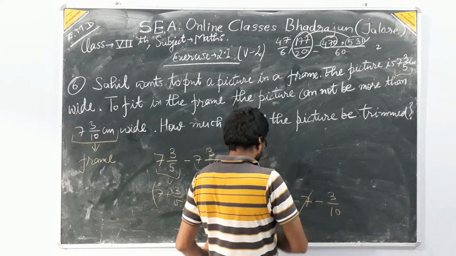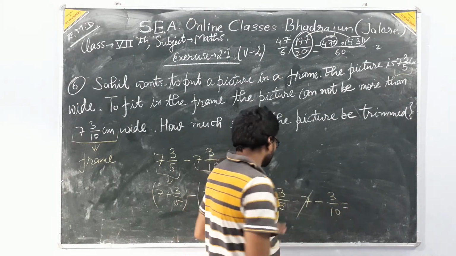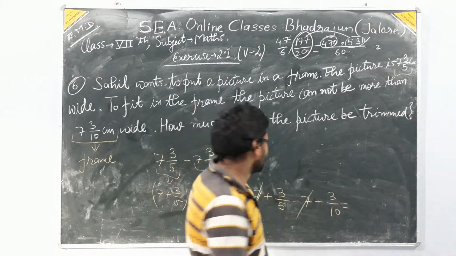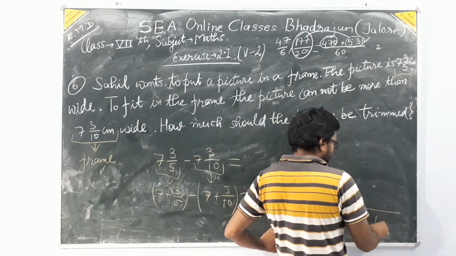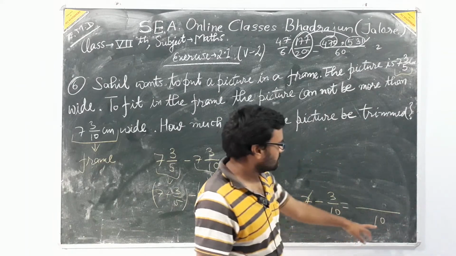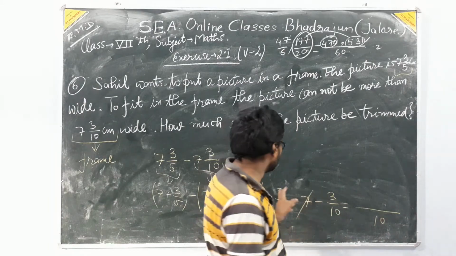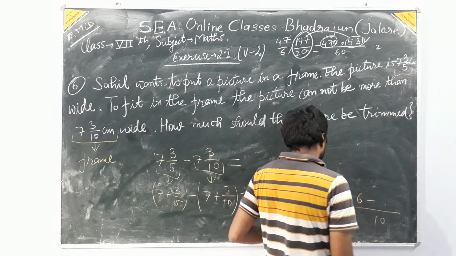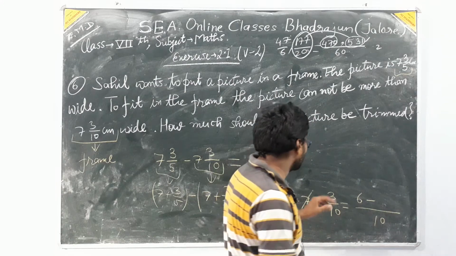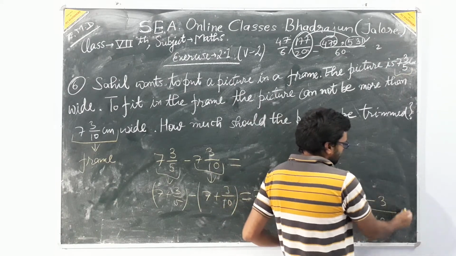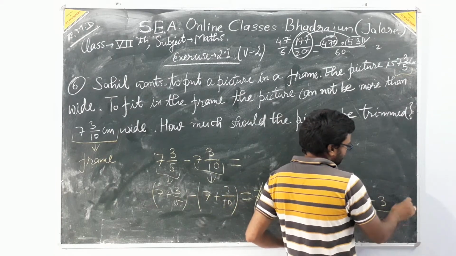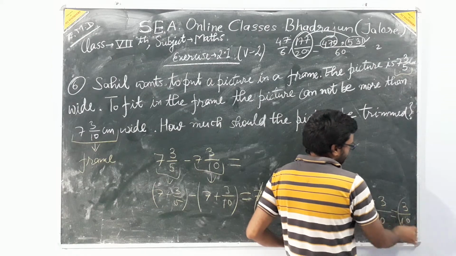Now minus 7 is cancelled by plus 7. What you will get is 3 by 5 minus 3 by 10. LCM of 5 and 10 is 10. Now when we divide 10 by 5, 5 to the 10, 10 multiplied with 3 is 6, minus 10 divided by 10 is 1, 1 multiplied by 3 is 3. So this is 6 minus 3, which is 3 upon 10, our answer.